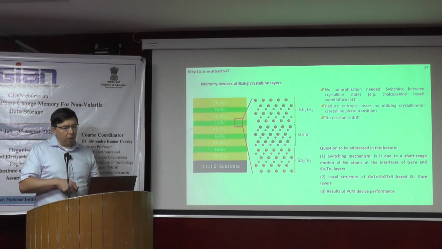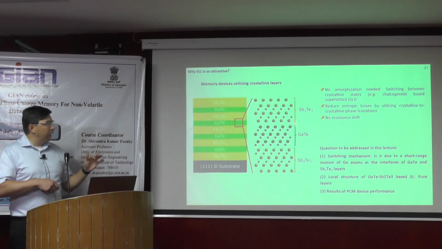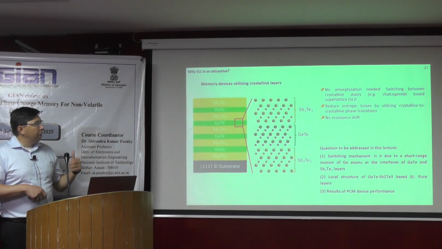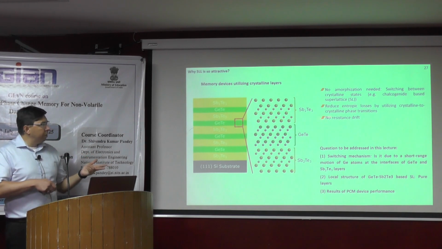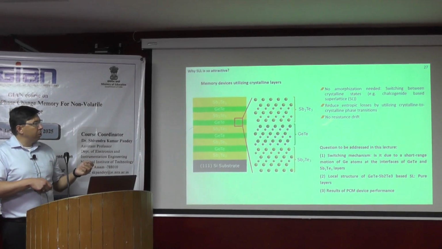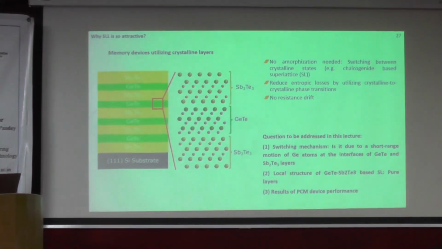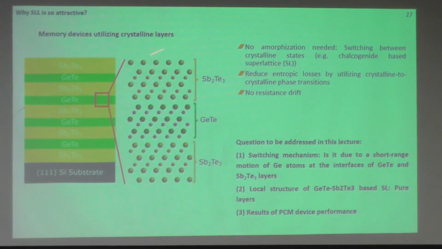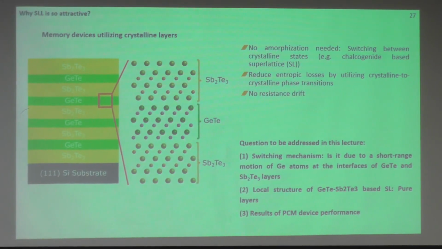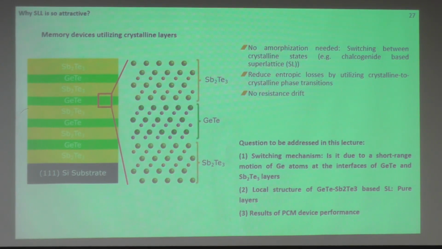And in this case, if you can move your atoms from one crystalline state to another crystalline state, you have no resistance drift. So this problem does not exist anymore because you are in the crystalline state, and you don't need amorphization. So again, a crystalline transition, and you need less energy to trigger and operate this device. But again, let us consider whether it's true or not.